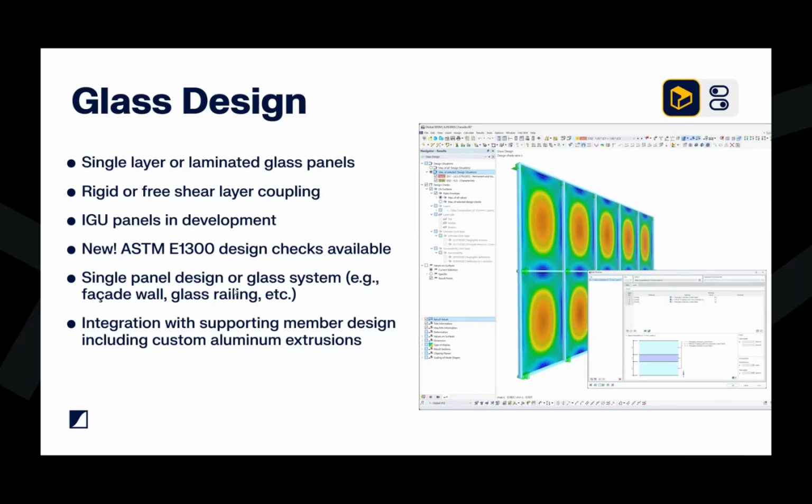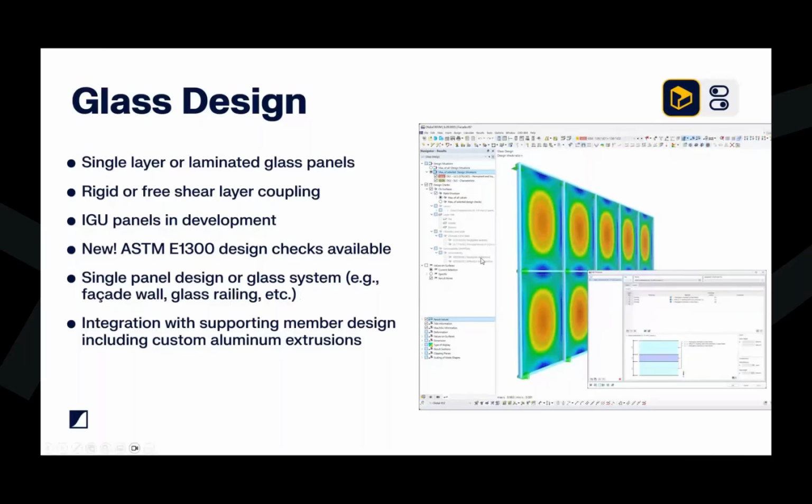As mentioned, we can carry out the design with a single panel. It can also be a curved glass panel, but the powerful thing is modeling the entire system in RFEM together. Something like a facade wall or glass railings, or, as we saw on the previous slide, glass stairs, and being able to fully carry out the member design along with the glass design.